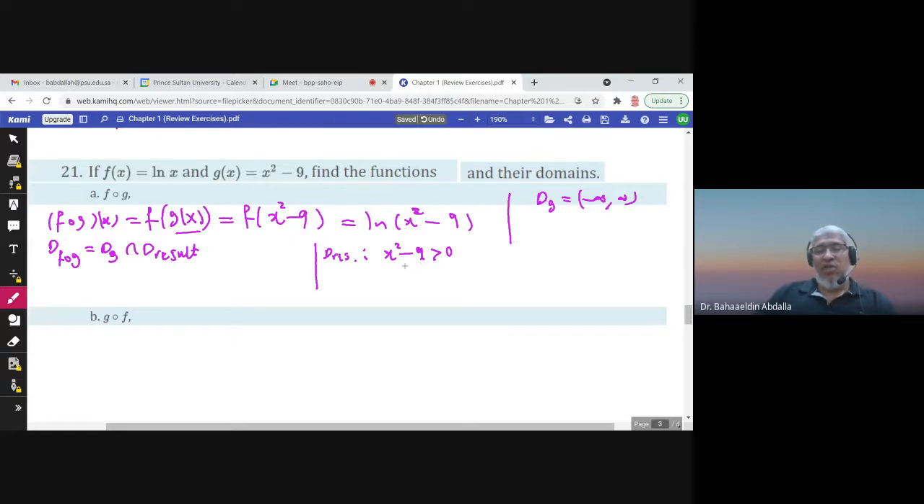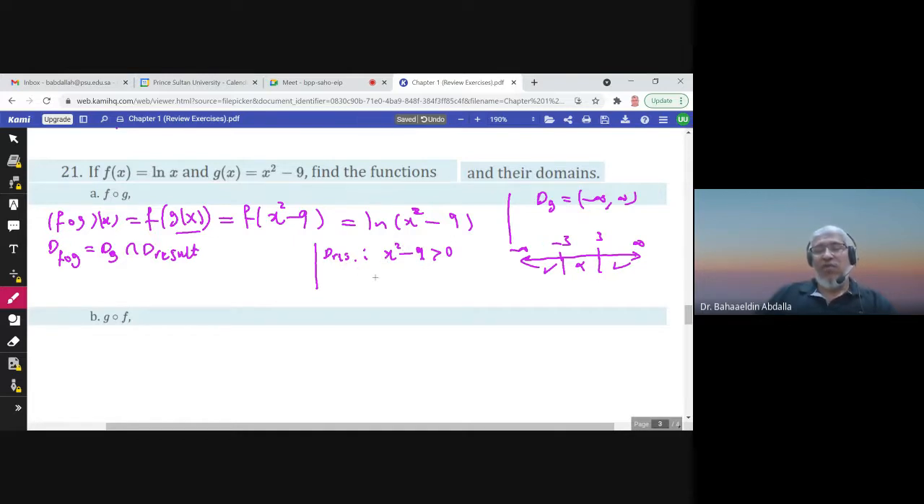So to solve this inequality, you need to find the zeros of x squared minus 9. And the zeros of x squared minus 9 are negative 3 and 3. And if you check 0, which is between negative 3 and 3, 0 minus 9 is greater than 0. This is not correct. So if you check a number greater than 3 or less than negative 3, it will make the inequality correct.